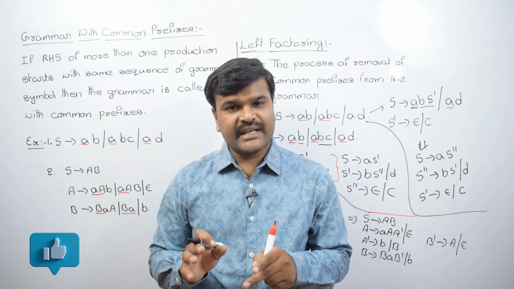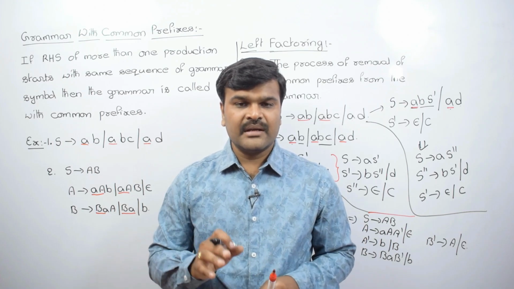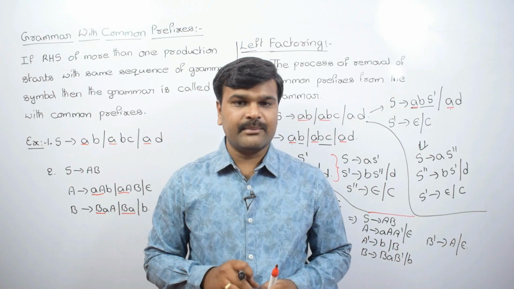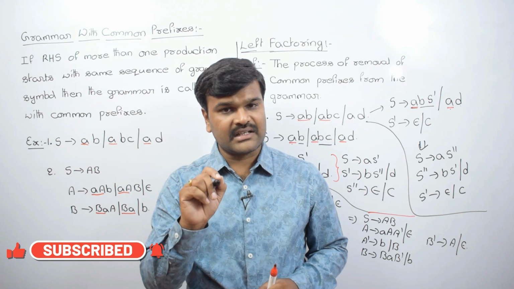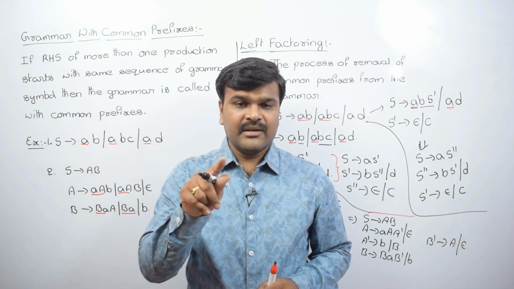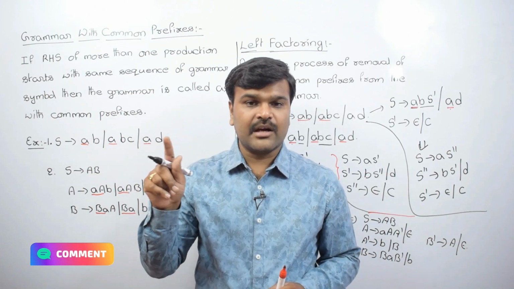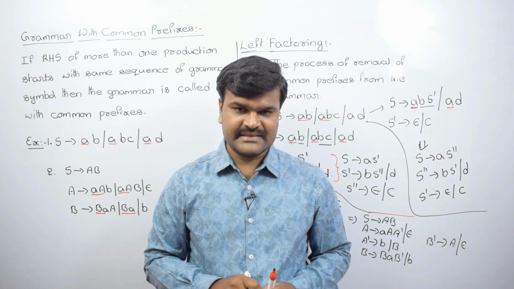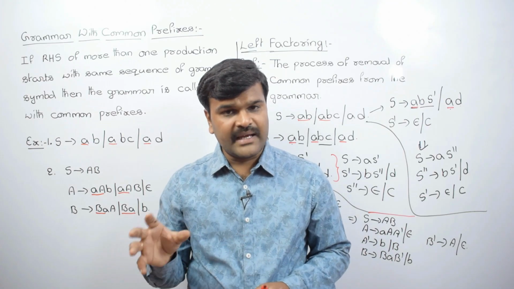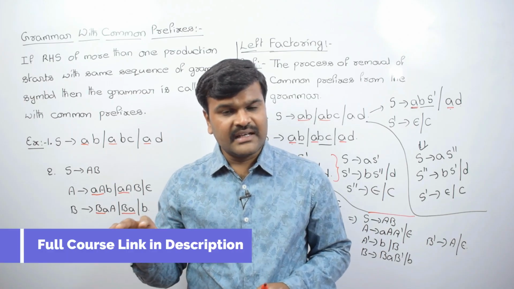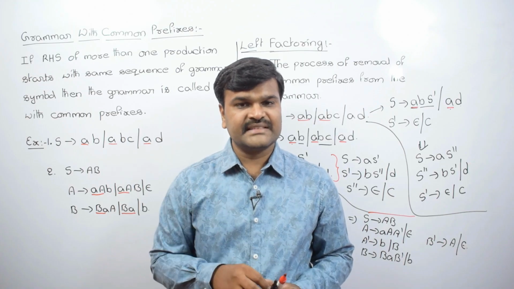We do this especially for backtracking. Whenever you are doing backtracking, common prefixes create a problem, that is ambiguity or confusion. So before proceeding with the context free grammar, if you have any common prefixes, we eliminate them. So we have to simplify, normalize, remove ambiguity, remove left recursion, and do left factoring, that is removing the common prefixes from the grammar.